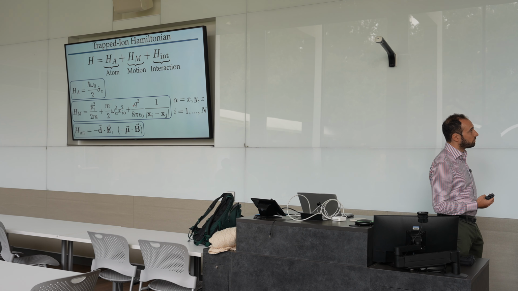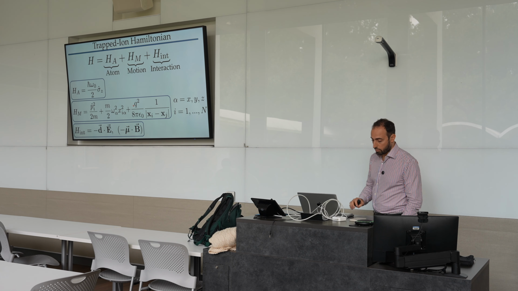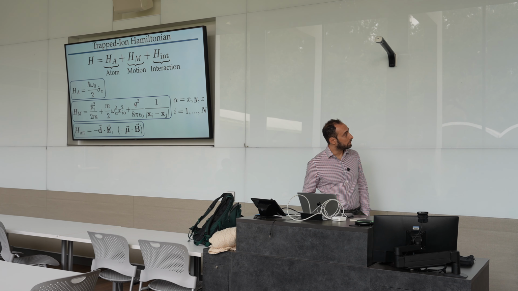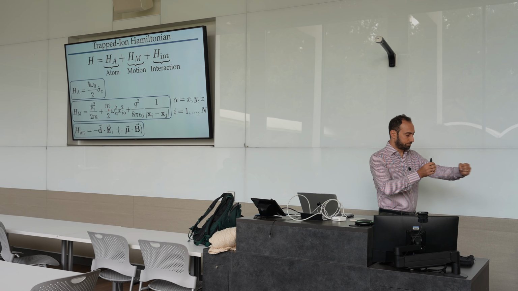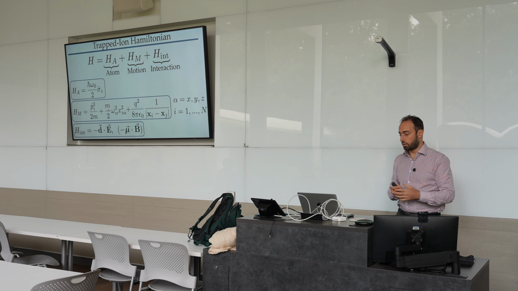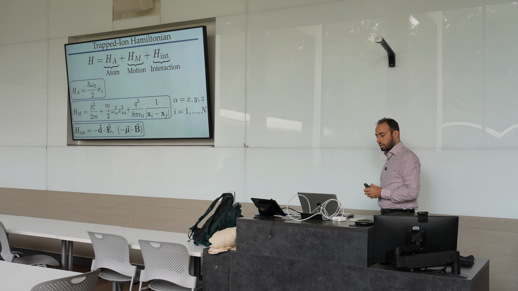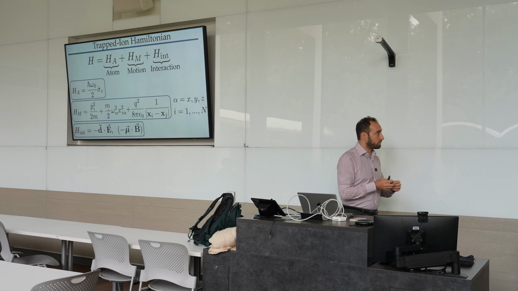If you have an ion system, you have a qubit, you have an atom Hamiltonian. This is a two-level system. You have the Coulomb interaction, so you have basically an array of charged particles that are trapped in 3D, and I'll tell you how this happens. And they interact with Coulomb interaction. And this is for the motional part.